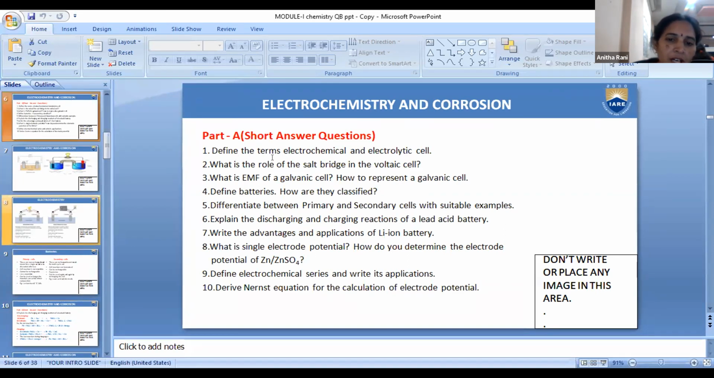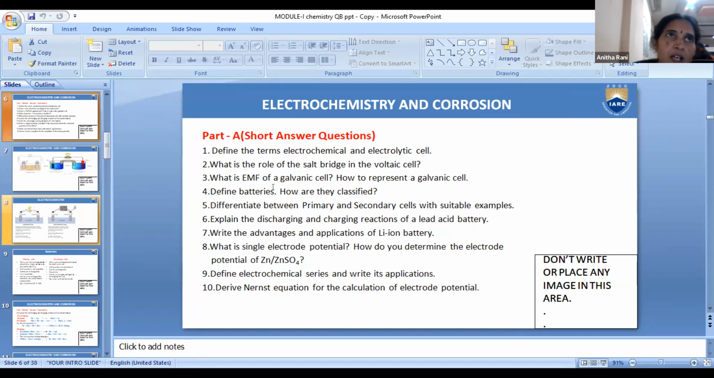Define the terms electrochemical and electrolytic cell. What is an electrochemical cell? A cell which converts chemical energy into electrical energy. An electrolytic cell converts electrical energy into chemical energy. What is the role of the salt bridge in a voltaic cell? It maintains the neutrality of the solutions in both half cells, the anodic half cell and the cathodic half cell.